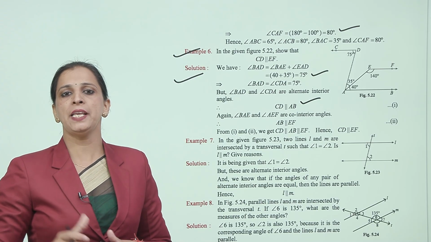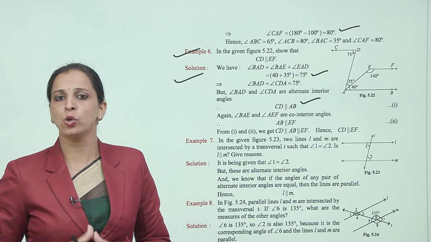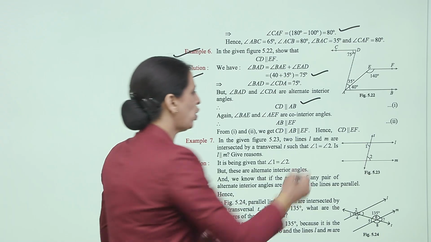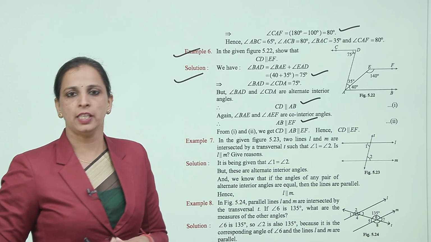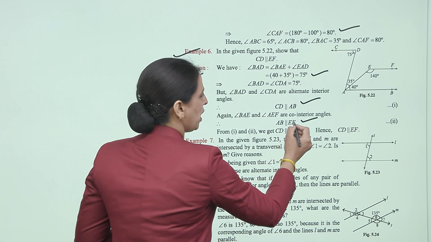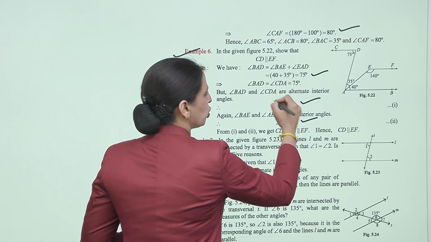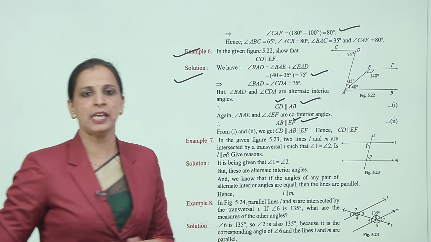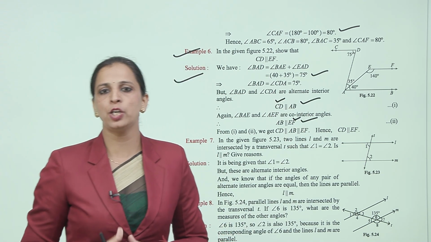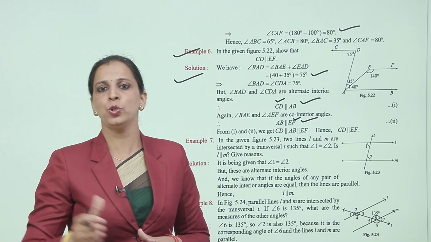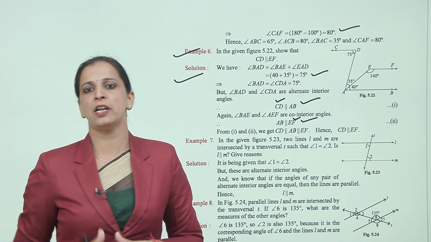Again, angle BAE and angle AEF are co-interior angles. Therefore AB is parallel to EF. AB is parallel to EF, and AB is parallel to CD. So CD is parallel to EF. From 1 and 2 we get CD parallel to AB parallel to EF. Hence CD is also parallel to EF.